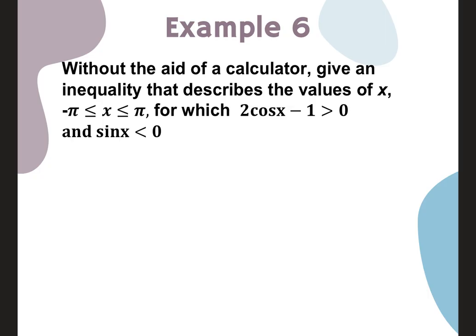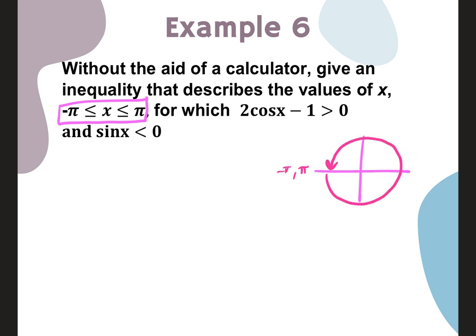All right, example 6 says, without the aid of a calculator, give an inequality that describes the values of x from negative pi to pi, for which 2 cosine x minus 1 is greater than 0, and sine of x is less than 0. All right, so let's think about what this first part, the restriction, is saying. If I look at my graph, or my unit circle, pi is here, negative pi is also here, but we're saying use from negative pi all the way around to positive pi, which means our natural unit circle angles in the top quadrants, but it means the negatives of those angles in the bottom.